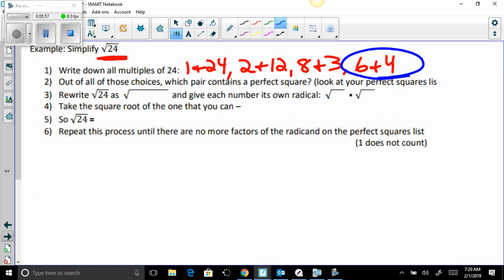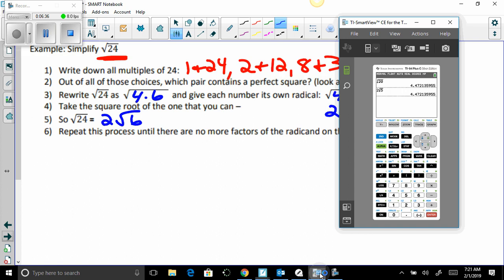So 24 breaks into radical 6 times radical 4. Or, I usually like to put the perfect square first, so 4 times 6. Does it matter? No. Give each one of those radicands, each number under the radical, its own radical here. And then take the square root of the one that you can. So the square root of 4 is 2, you can lose your radical sign. The square root of 6, I don't know the square root of 6, and it's not a perfect square, so leave it. So radical 24 equals 2 radical 6.